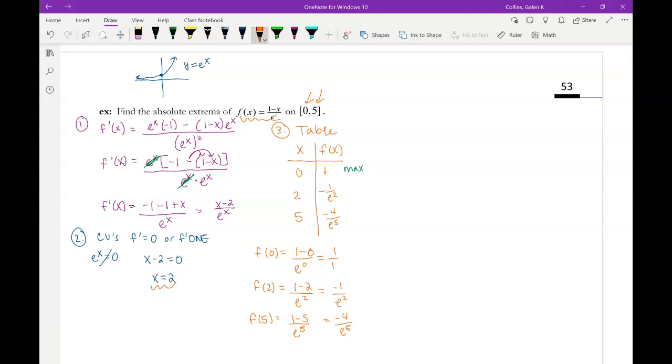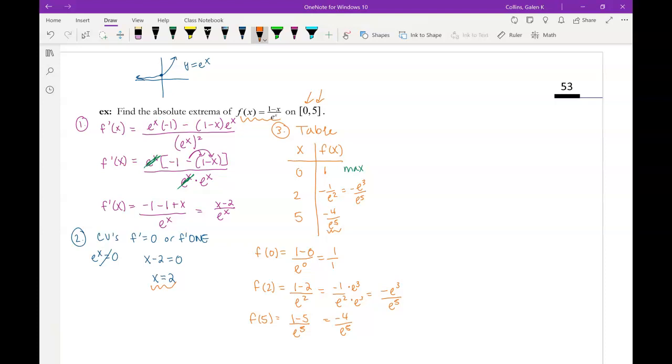So since we already have a denominator of e to the 5th, I could make f of 2 be -1 over e squared, and you could put that negative out front, I just kept it in the numerator. I could get common denominators by multiplying by e cubed. So this is the same as saying -e cubed over e to the 5th. All right, so now I just need to know if e cubed is greater than or less than 4.